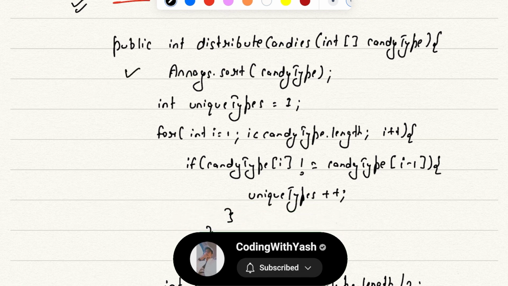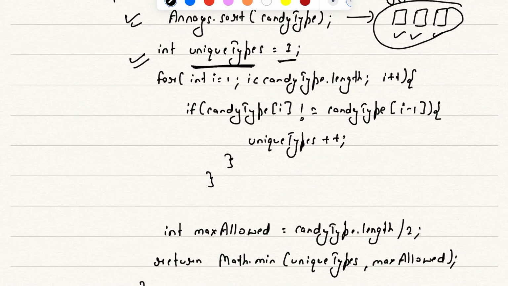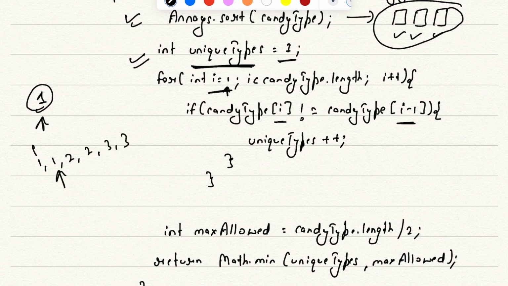What I am doing, first I am sorting the array. With this sorting, I know one thing for sure, all the same elements are going to sit next to each other, and with that I can easily find out the total number of unique candies I have. I will initialize a variable uniqueTypes equal to 1, because the first element in the array is definitely going to be unique, right? So I will start my loop from i equals 1, and what I'm checking is, if candyType[i] is not equal to candyType[i-1], means if this array element is not equal to this one, then only I am increasing my counter. If these are the same, then I'm not doing anything.